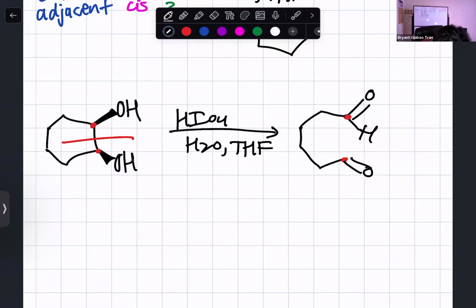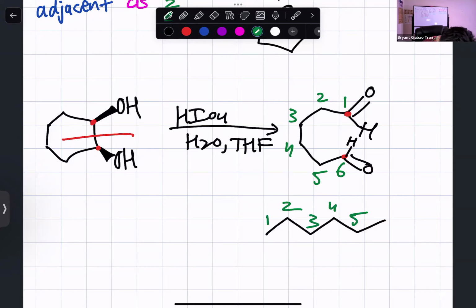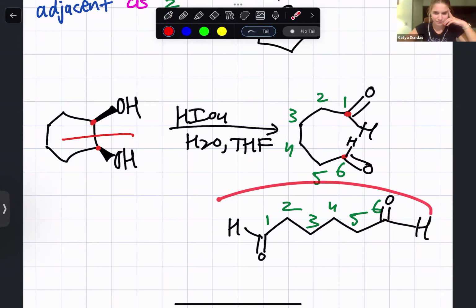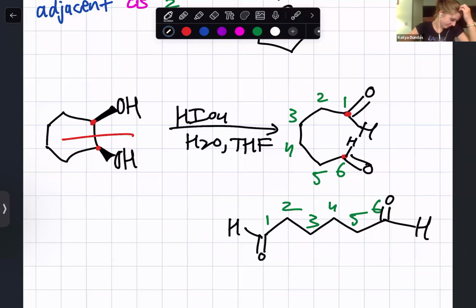But I'll show you a tip on how to draw it more aesthetically if you want. We can number it 1, 2, 3, 4, 5, 6. Our longest chain is 6 carbons long. At carbons 1 and 6, we have the aldehyde. So we just put the aldehyde at carbon 1 and carbon 6. Great, more aesthetic. Just number it and redraw it.